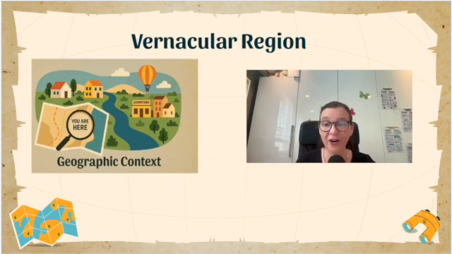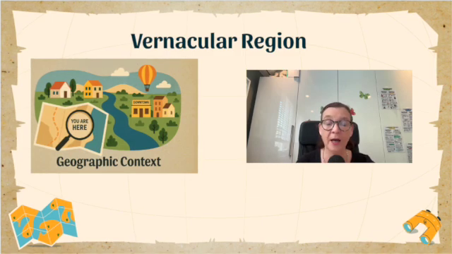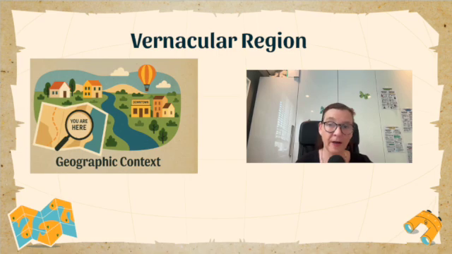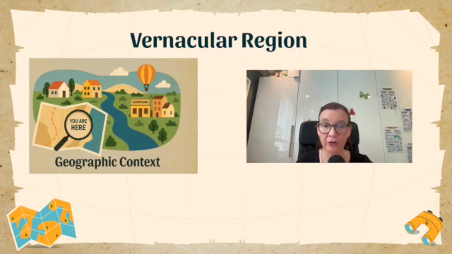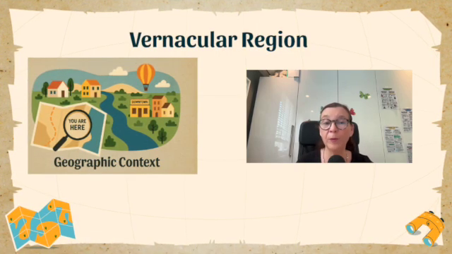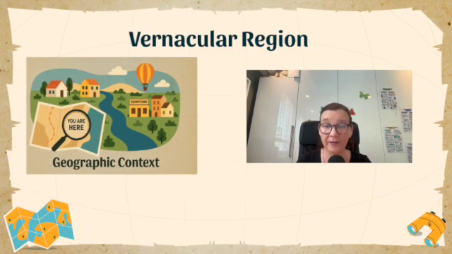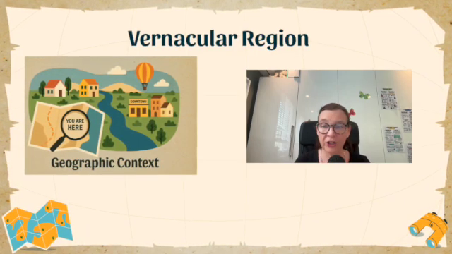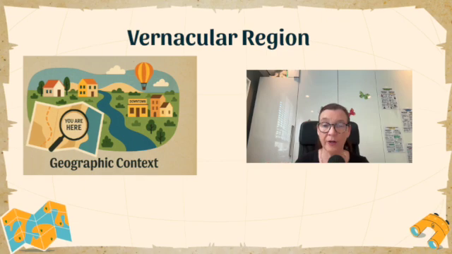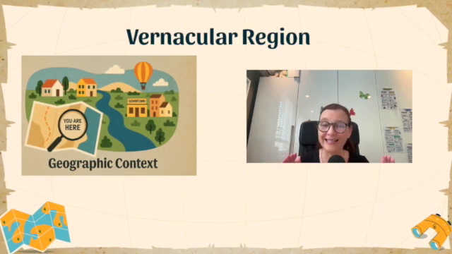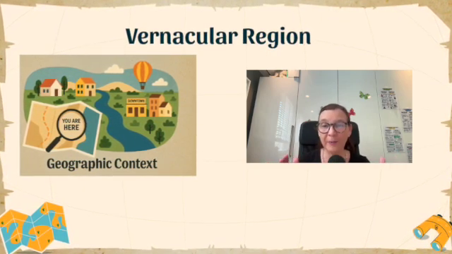The last region we're going to talk about is vernacular regions. They're also called perceptual regions. A vernacular region is not defined by strict boundaries or official lines. Instead, it's based on how people believe or perceive the area to exist. It's often because of a shared culture, identity, or history. These regions don't have exact borders. They're created in people's minds.